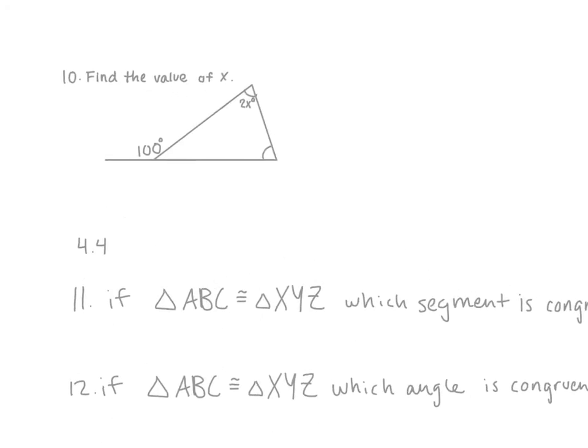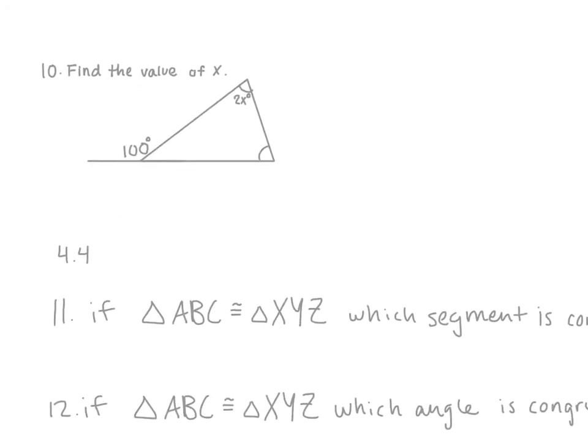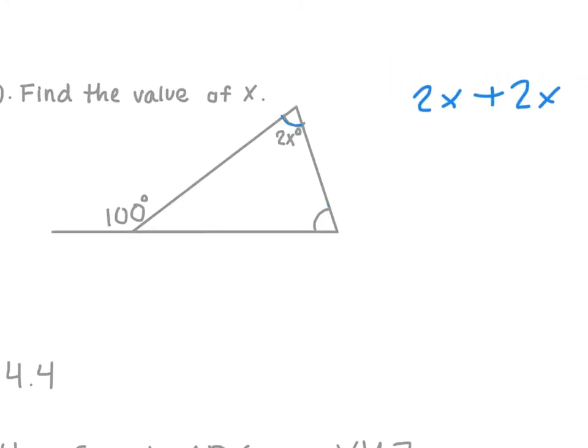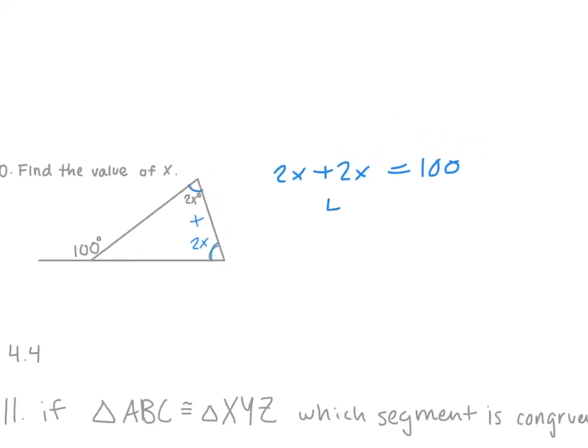So number 10, find the value of x. Sarah, what'd you do for number 10? 2x plus 2x is equal to 100. Perfect. So we see that this angle is congruent to this one. So we know that this angle on the bottom right is also going to be 2x. So the exterior angle is equal to the sum of the two interior angles. So we add the two angles on the inside and set it equal to the exterior one. So we have 4x is equal to 100. And what'd you get for x? 25. Perfect.